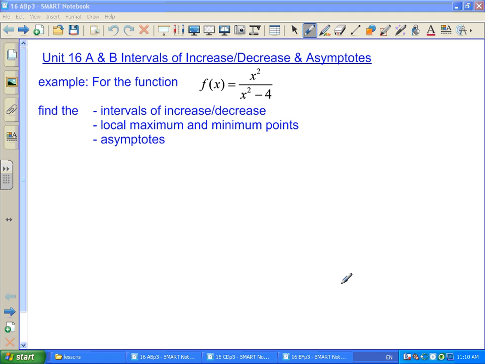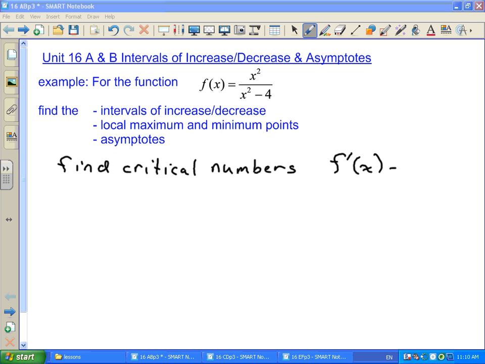So if we're looking for intervals of increase and decrease, what we want to do first is find the critical numbers. Because the critical numbers were the points where it was possible for our curve to change from increasing to decreasing or from decreasing to increasing. And our critical numbers occurred where our derivative was equal to 0 or our derivative did not exist.